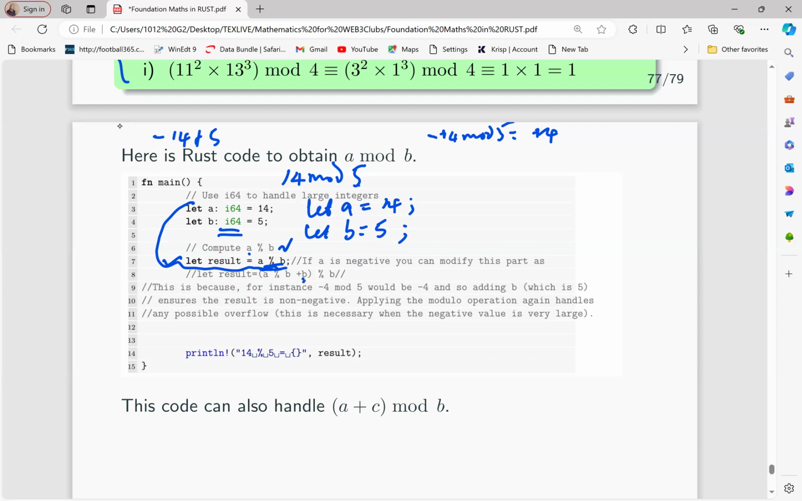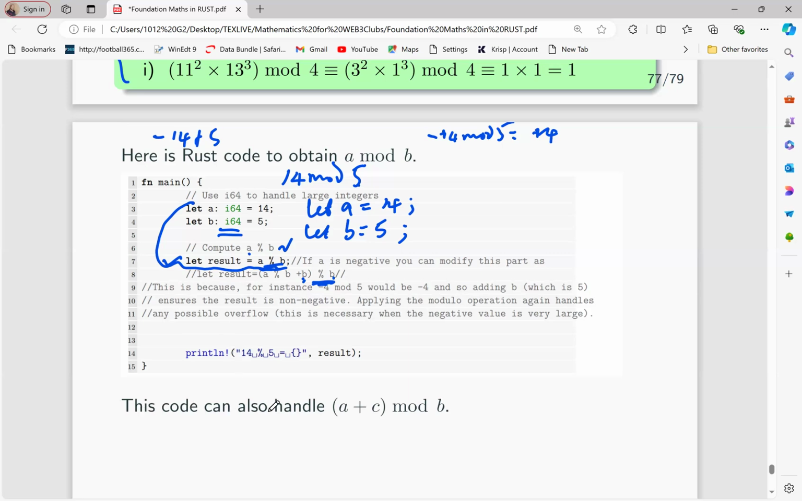Then the answer you get, again, find the remainder on division by B. If you find that the answer again is negative, add B. You add B again, and so on and so on. It will print the result.